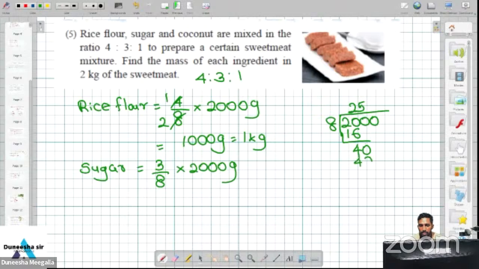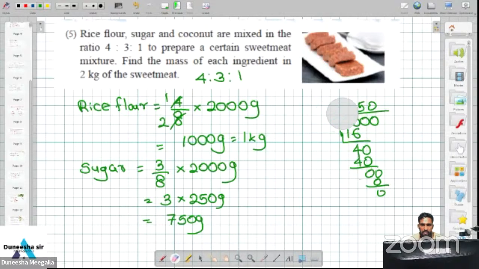Then 40, 0, 0, 0. So it is 250 grams. Then 3 multiplied by 250 grams. What is the answer? 750 grams. Is it? Yes, sir. Okay.